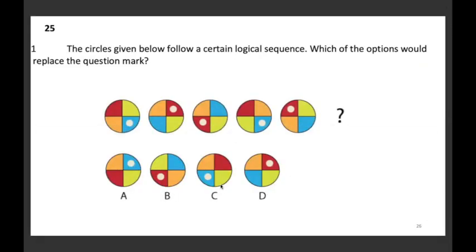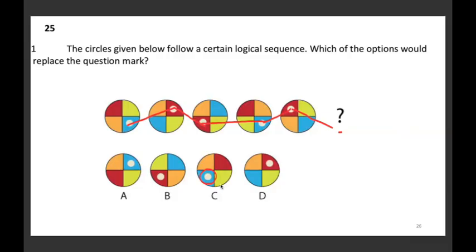The circles given below follow a certain logical sequence. Which of the options would replace the question mark? Okay, यहाँ पे कौन सा option आएगा? So if I just try tracing that spot which is there, it comes like this kind of diagram. So obviously यहाँ पे जो आपका spot आना चाहिए वो नीचे के side आएगा, यहाँ कहीं पे. So either your option is B or either your option is C. दोनों में से कोई एक हो सकता है आपका option.